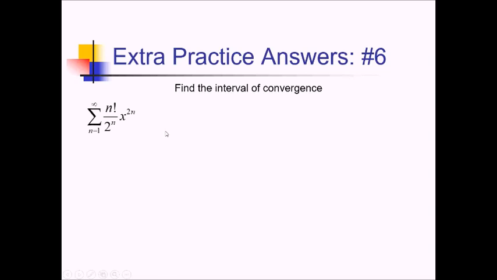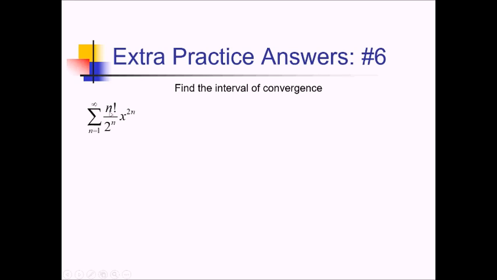For this problem, I'm trying to find the interval of convergence for this series. Because this is not a geometric series, not quite because of this n factorial, I'm going to have to use my ratio test. So finding the nth ratio, let me take the limit as n approaches infinity of the absolute value of the n plus 1th term over the nth term.